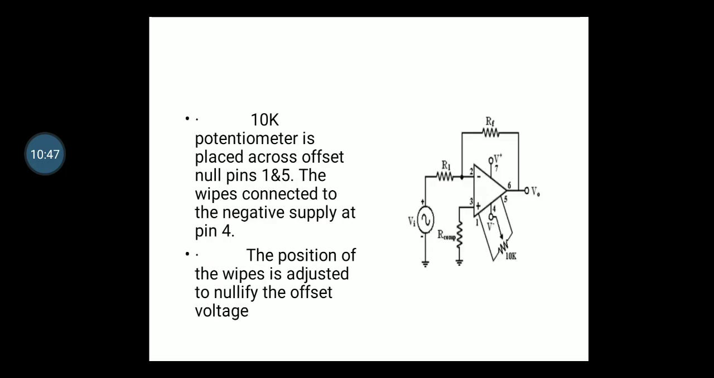So overall, we may have the error components like input bias current, input offset current, input offset voltage, total output offset voltage, and the thermal drift.